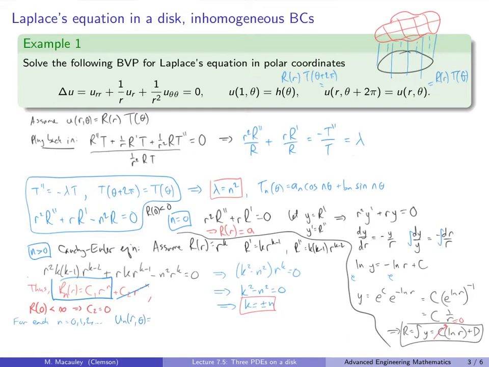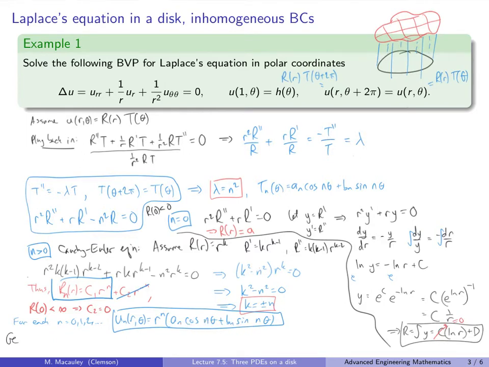theta equals, how do I want to write this? r to the n times an cosine of n theta plus bn sine of n theta. There we go. So that's a solution for each n. Think about what that means up here. So radially we have, well, let me hold off on that thought.